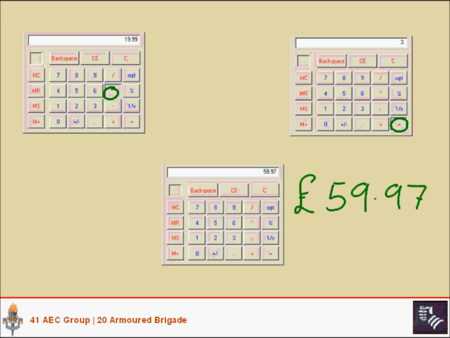To check our answer, we can perform an inverse operation by entering the total, 59.97, and then divide it by the number of items, which in this case is 3. This would give us the cost of 1 item. Your answer will be 19.99.